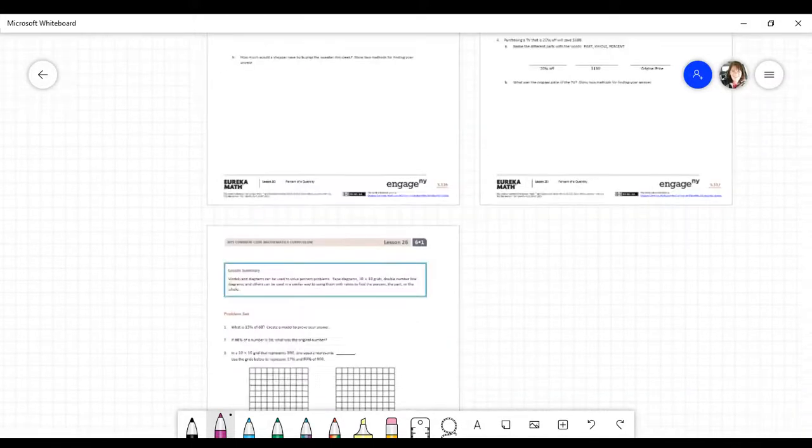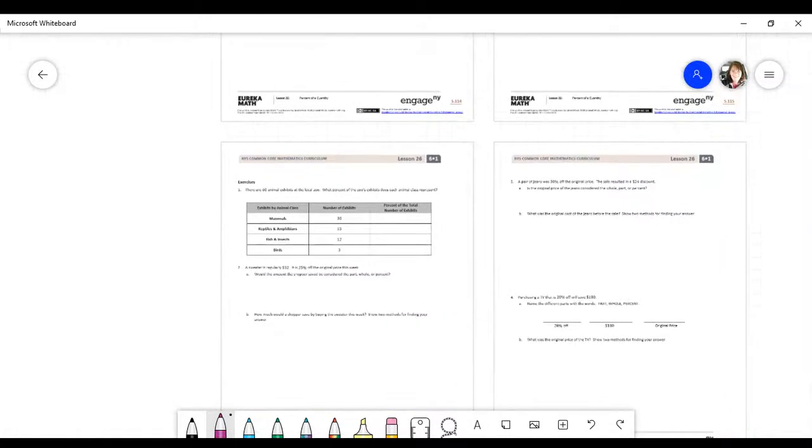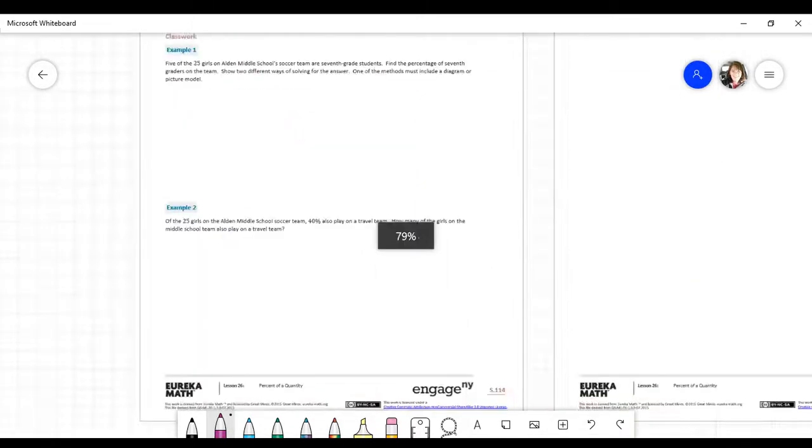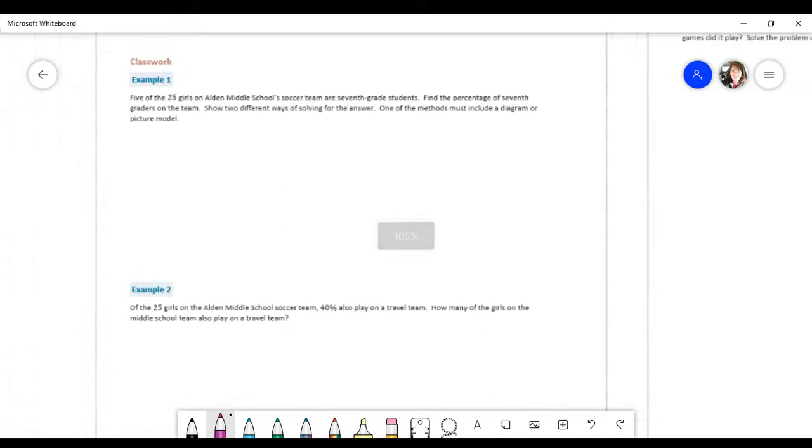Hi, guys. Today we are taking a look at lesson 26, percent of a quantity. My goal for you is that you're going to be able to find the percent given a part and the percent. You'll also be able to solve problems involving finding the whole. So you need to turn to page 285 in your book, and we're going to get started. Again, 285.